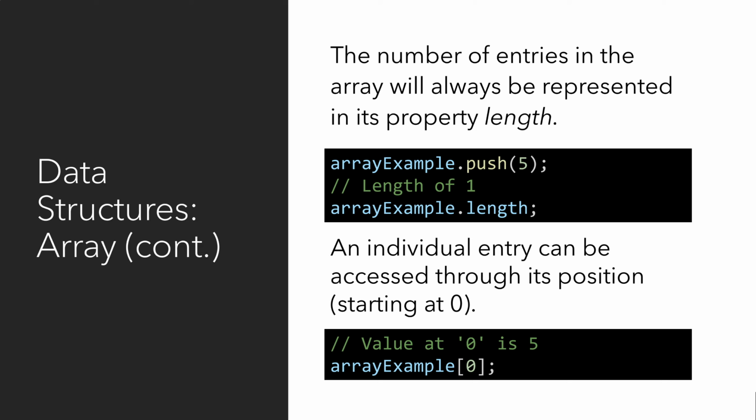An individual entry can be accessed through its position starting at 0. In this case, see that the value at 0 is 5 because it is a single first entry starting at the position 0, using the open and closing square brackets after the name of the variable containing the array.